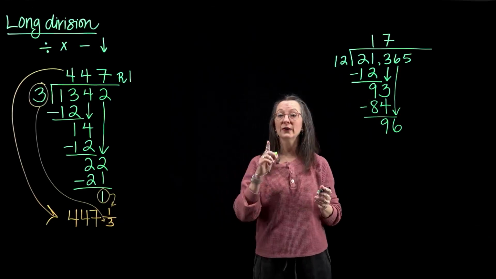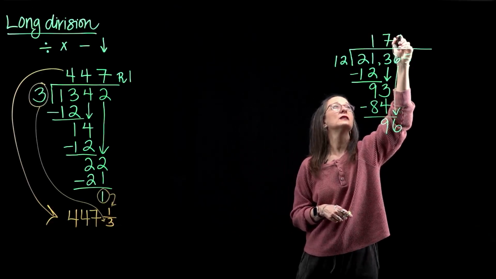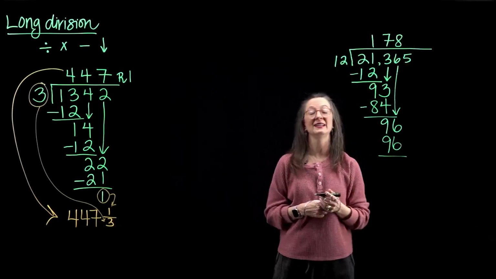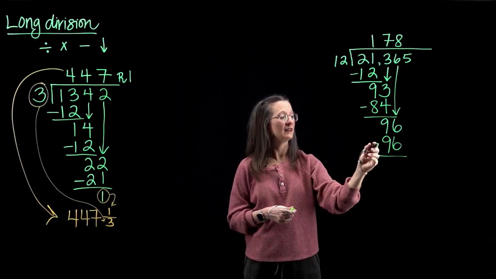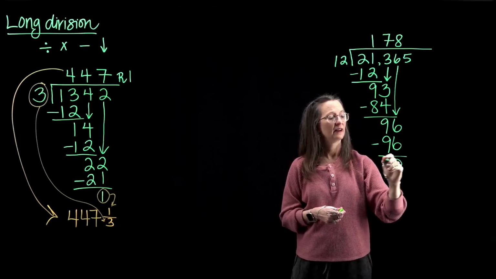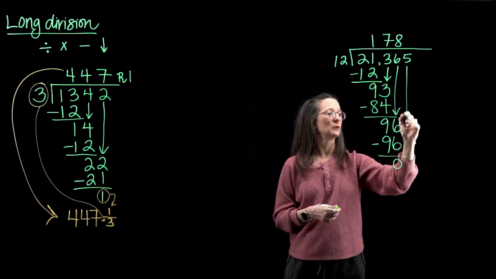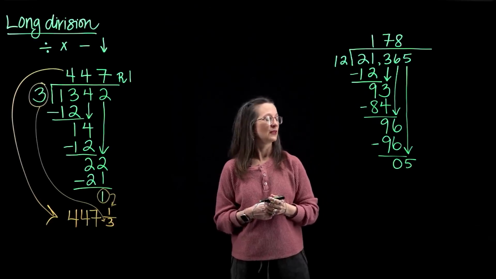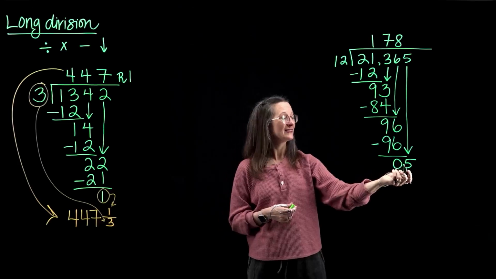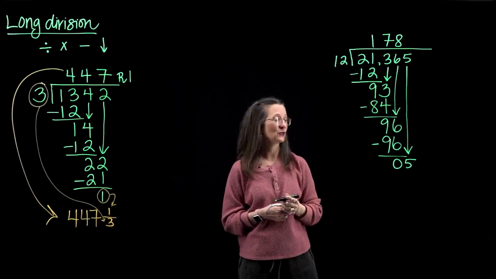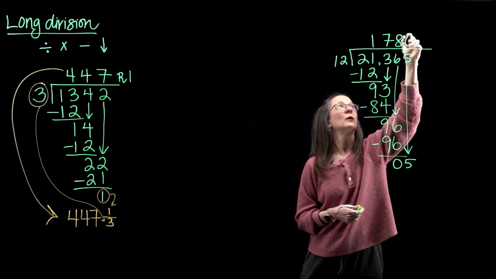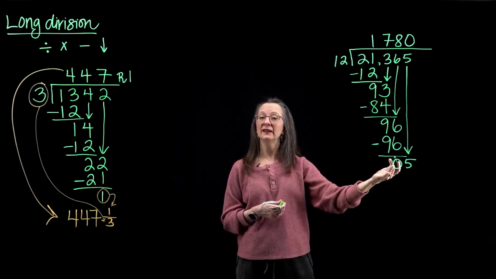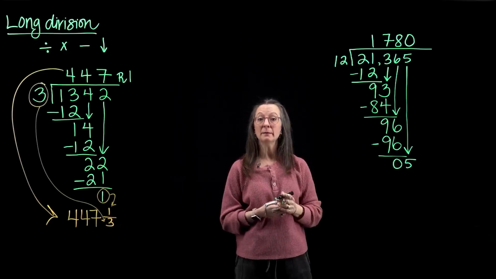96 divided by 12, well, that happens to go in evenly. It goes evenly 8 times. 8 times 12 is 96. So I'll write 96 below the other 96. Subtracting that, I'm left with 0. But we have one more digit to bring down, and that is a 5. We'll start the process over. 5 can't be divided by 12. So I would write a 0 above the digit of 5 to say 12 can't go into that number. And then we will have a remainder of 5.